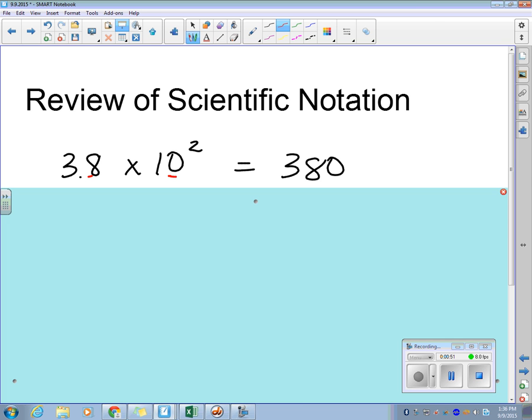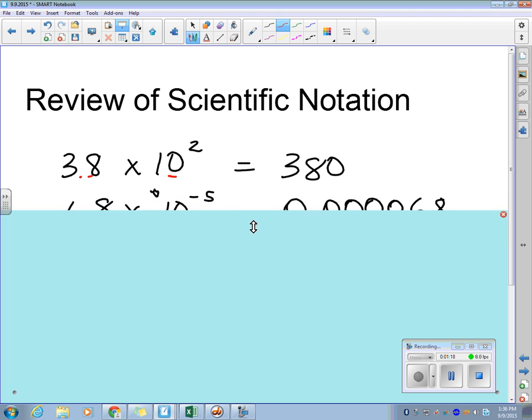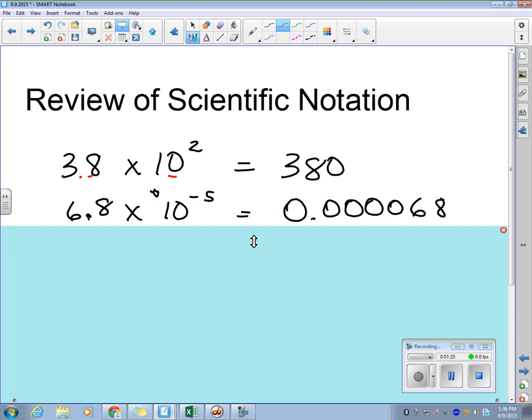Okay, and so we get that multiplying by 10 is simply moving the decimal. So we took the decimal that was here and we moved it 2 places, and so 3.8 times 10 to the second power is 380. So hopefully you remember that from elementary school. Not elementary school, maybe middle school. But the reason it's in this section is because the rules and the laws of exponents follow with the scientific notation.